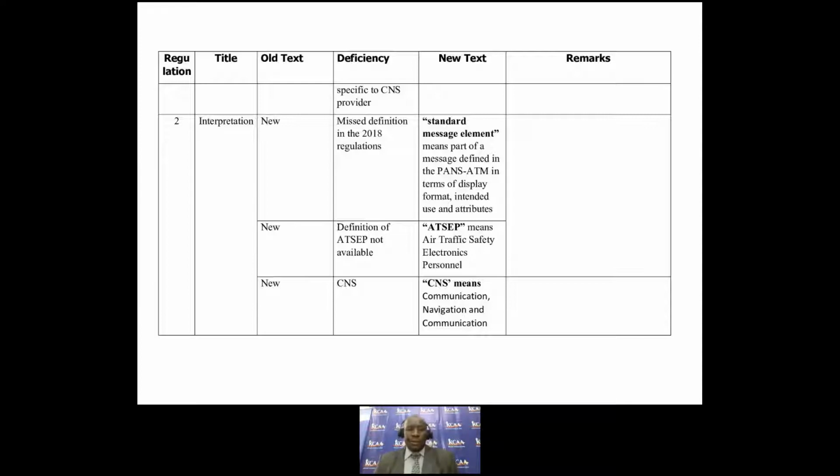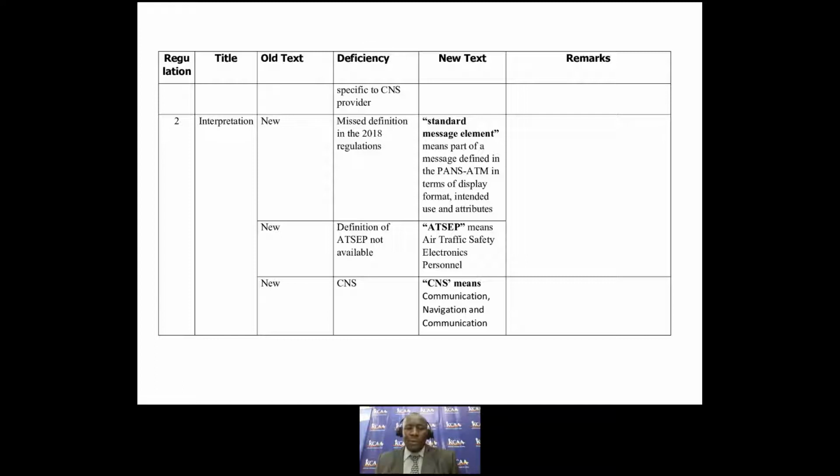In Regulation 2, interpretation, following Amendment 91 to ICAO Annex 10 Volume 2, there were some new definitions which came up. So we have a definition of standard message element, meaning part of the message defined in the PANS-ATM in terms of display format, intended use, and attributes. So this particular new definition has been included in interpretation.